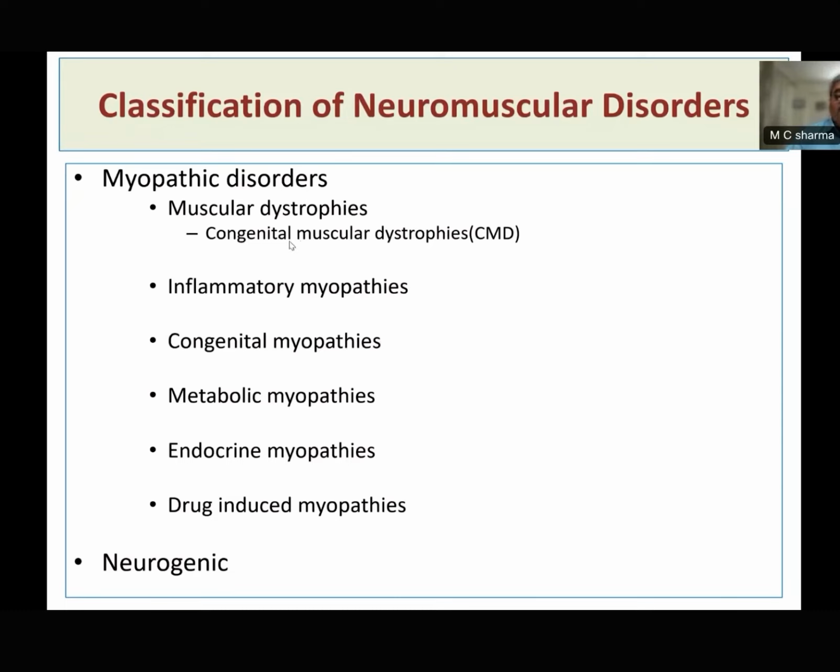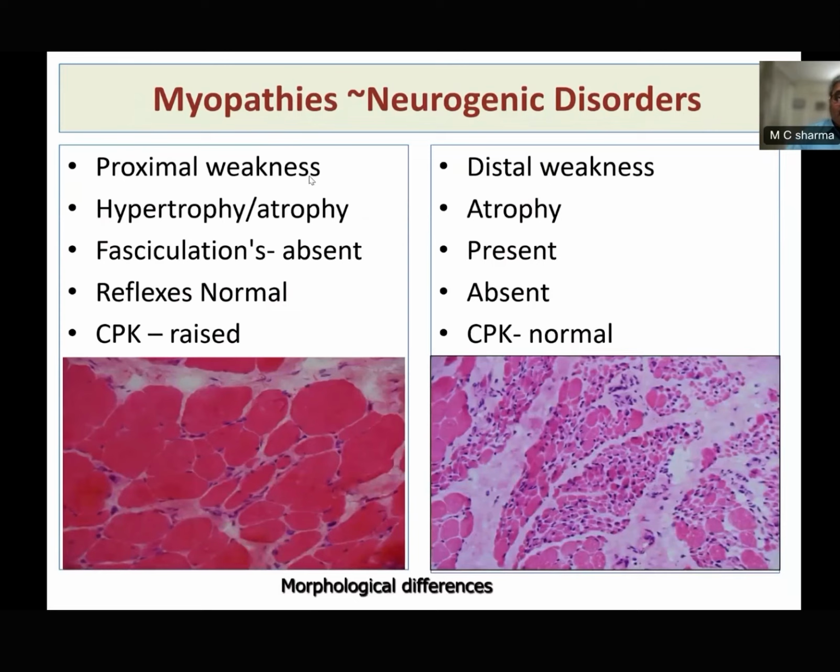Secondly, most of the congenital muscular dystrophies are progressive, whereas the congenital myopathies are non-progressive or static. They may even improve with time. So this is the broader classification. And how to differentiate between the myopathic and neurogenic disorder? In myopathic, it is mostly proximal muscle weakness, whereas in neurogenic disorder, it is distal muscle weakness.